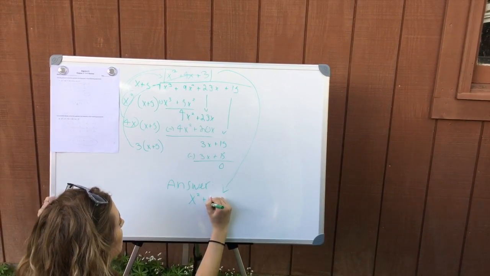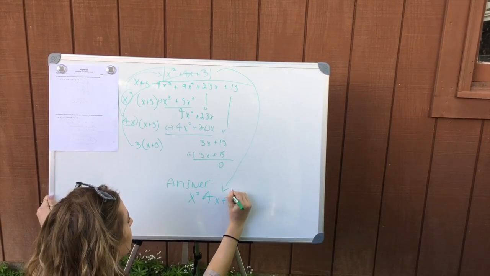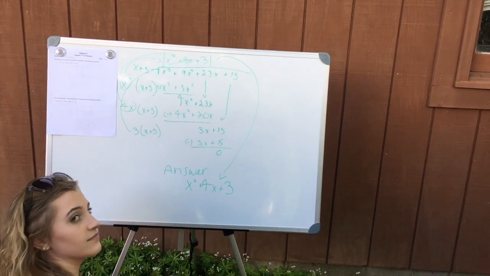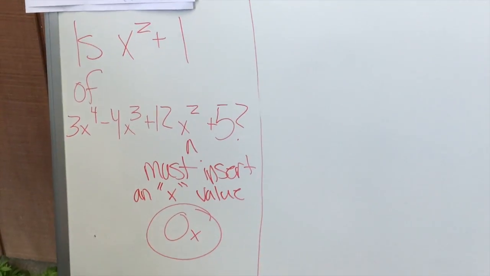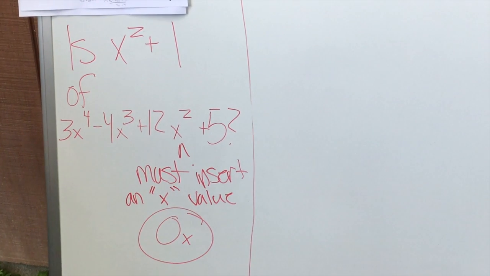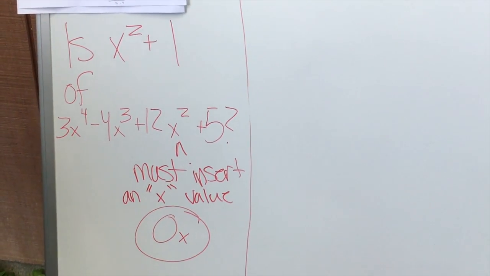Our answer for this problem is x squared plus 4x plus 3. The terms of these equations must follow in a direct descending order, so if an x does not exist, a 0 must be inserted.